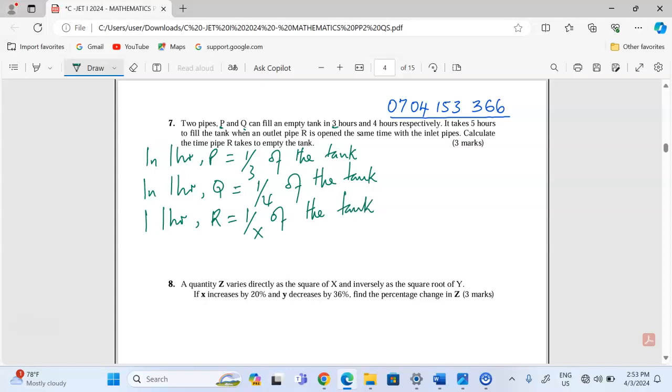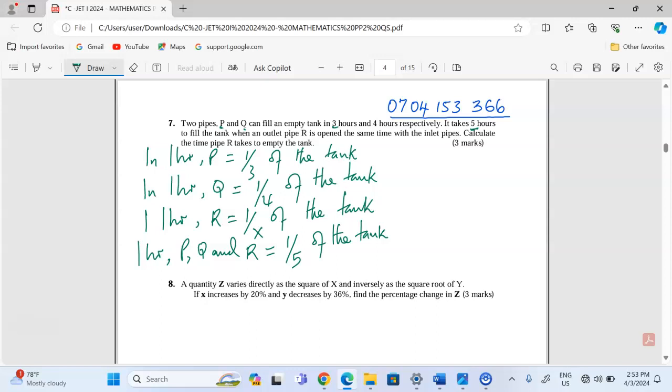But now when they are combined, in 1 hour, the combination of P, Q, and R, because they fill in 5 hours according to these instructions, then it means they are filling 1 out of 5 of the tank when they are operating together, because they are all requiring 5 hours to completely fill the tank.